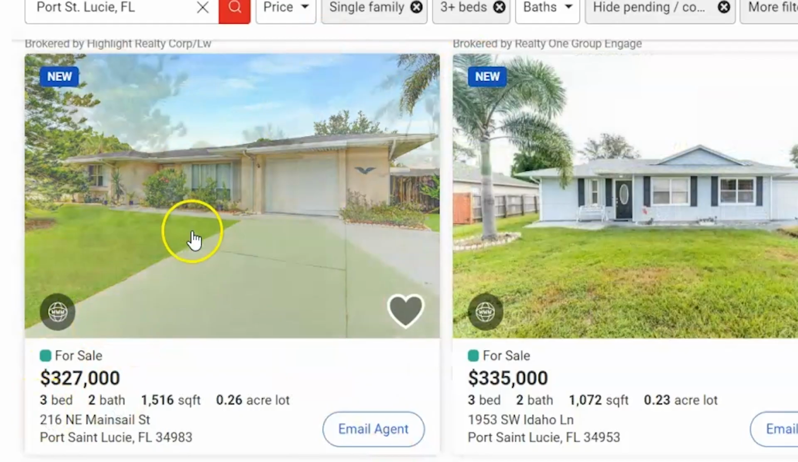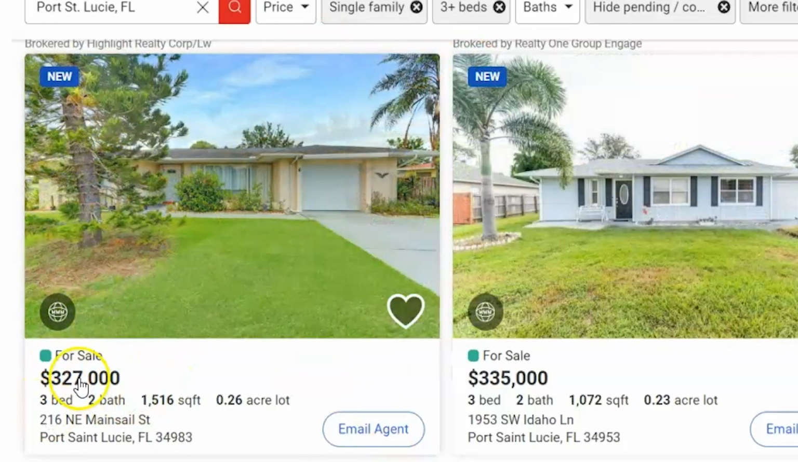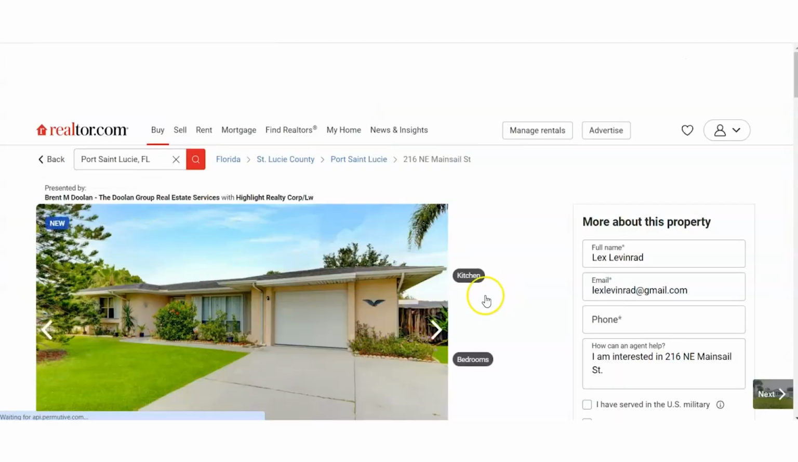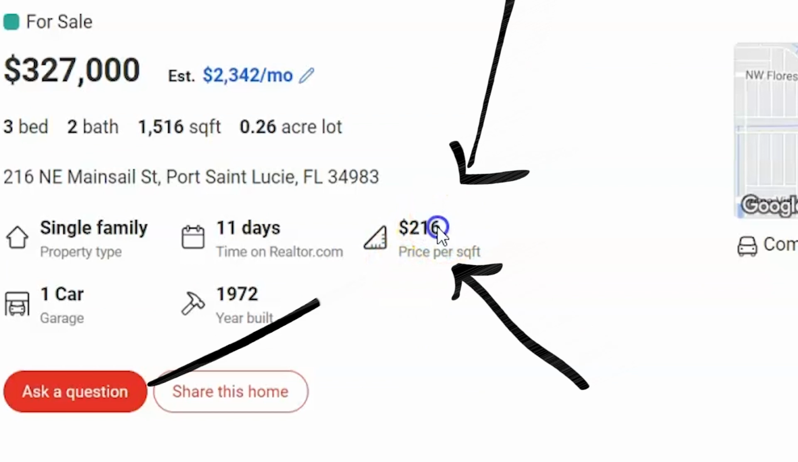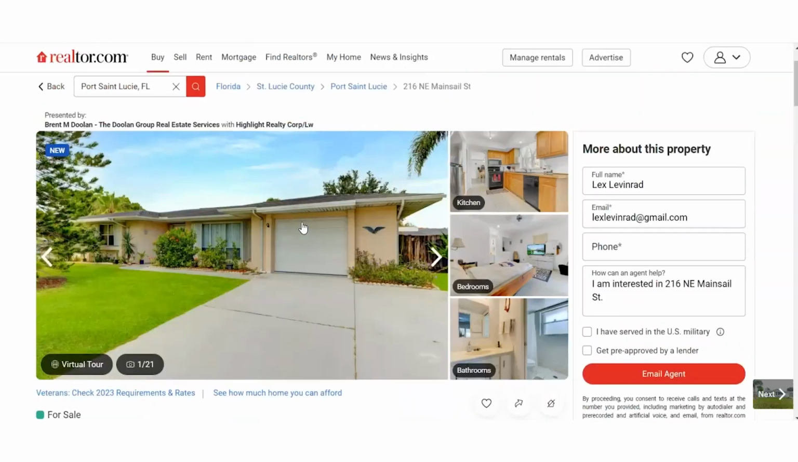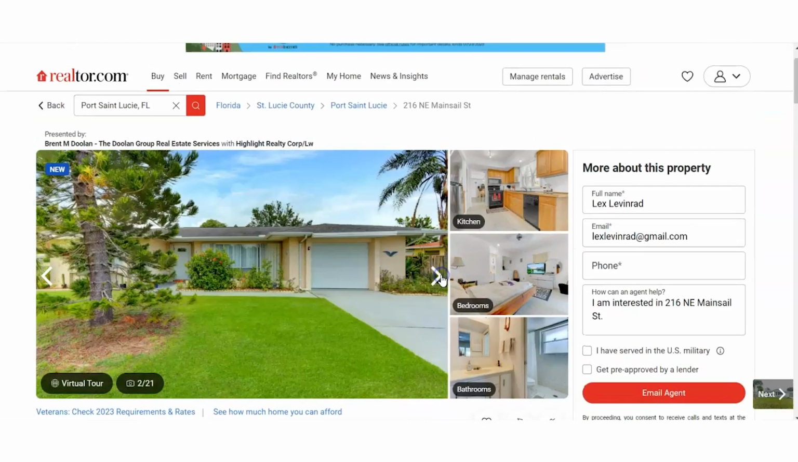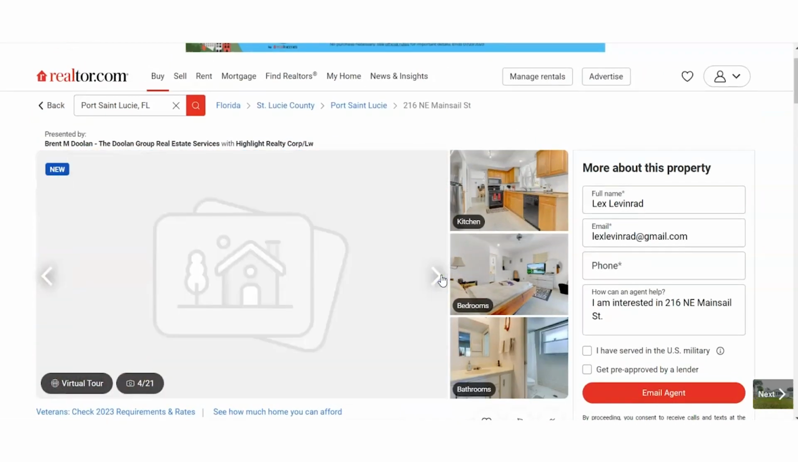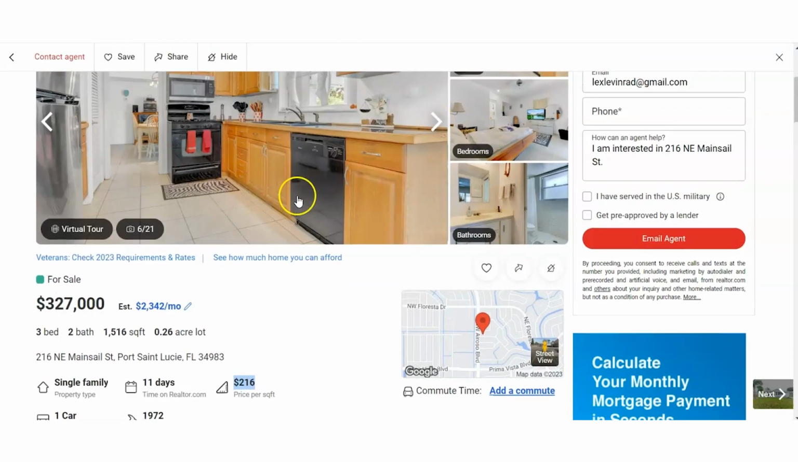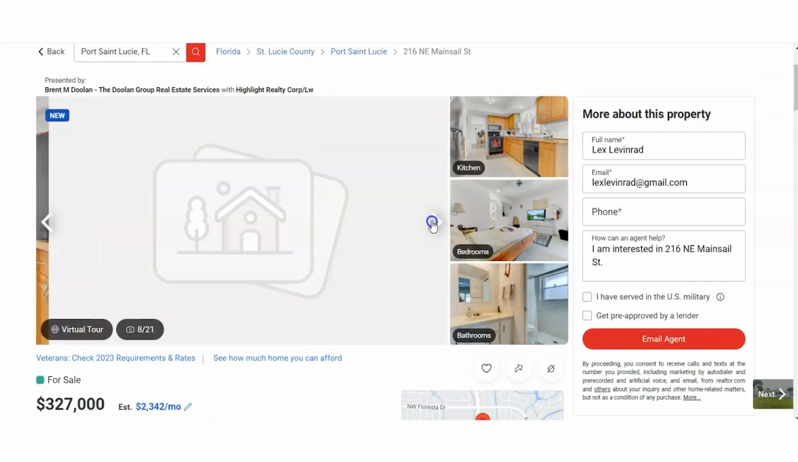So for example, this one's 327,000, quite a bit more than 260, but it's 1,500 feet. And if you click on it and you scroll down, you see it's at only 216 per square foot. And keep in mind, this is a market where things can go to 320 or 330 a square foot. So as I scroll through the pictures of this and try to get an idea of the condition of this house, then I can see what we're dealing with. In this case, it looks like it's in pretty decent shape.